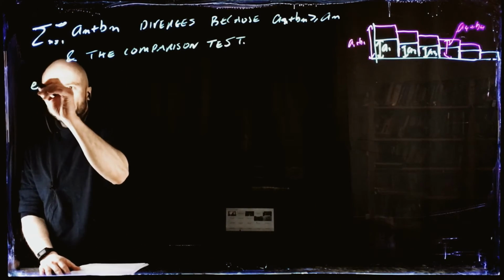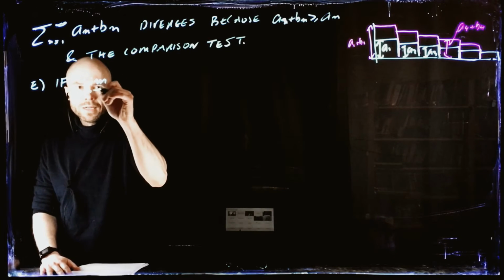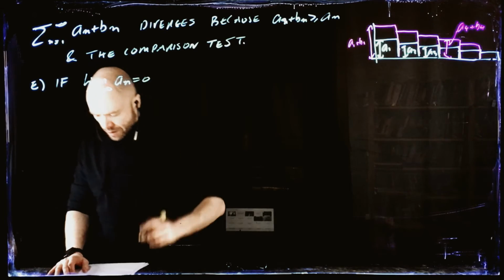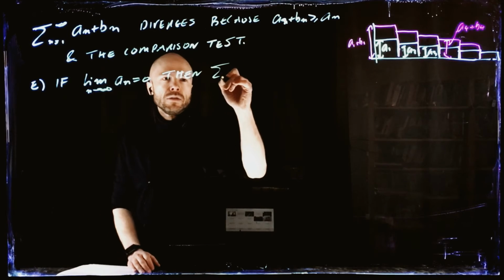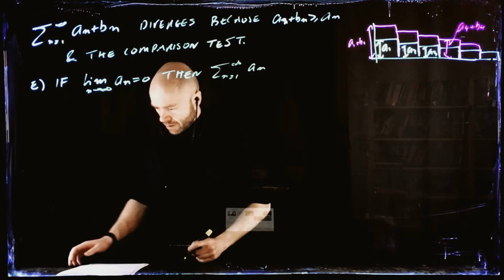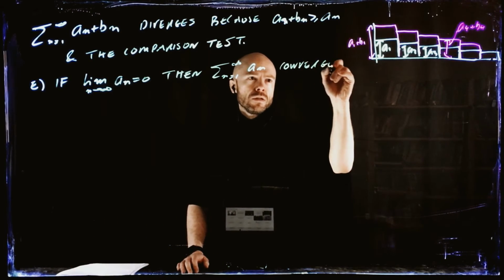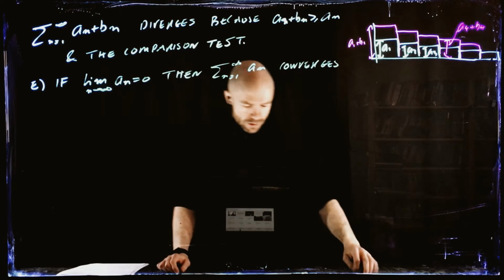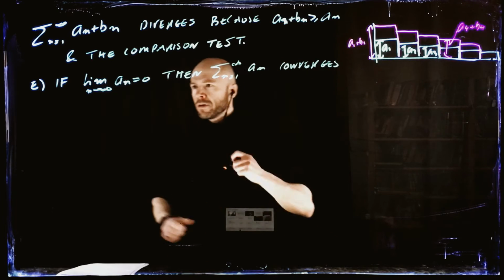Final thing. This is E. If the limit as n goes to infinity of An is equal to 0, then the sum to infinity of An converges. Is this always true? Thumbs up if yes, thumbs down if no. Seeing lots of thumbs down. Someone who hasn't spoken yet, tell me why.